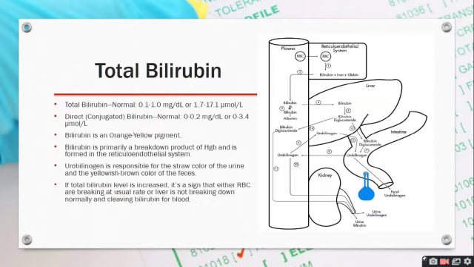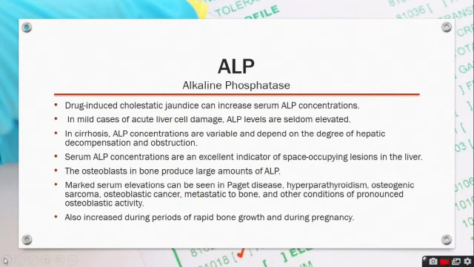Sorry, the slide has been moved. Let me move to the previous slide.